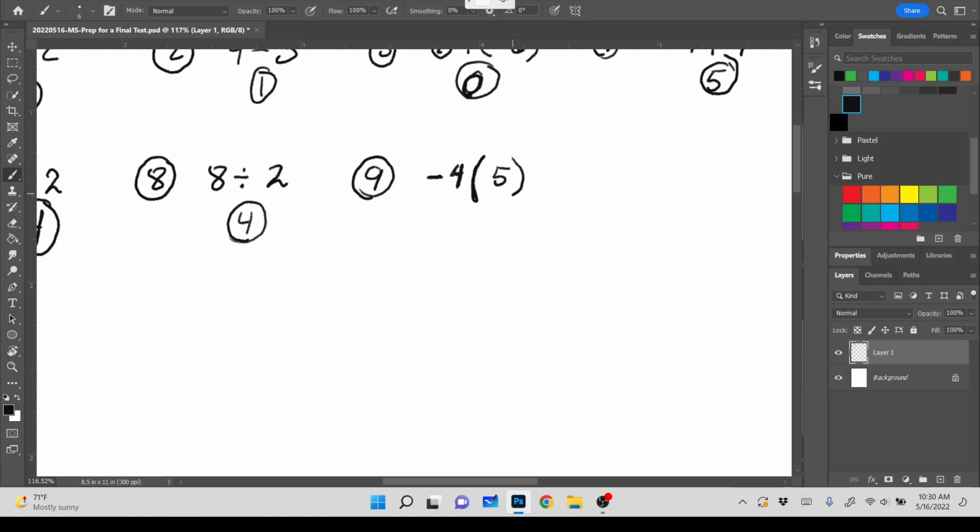What do we do with that? Negative 20. It is negative 20. Because 4 times 5 is 20. Negative times a positive. The signs are different, so the answer comes out negative.